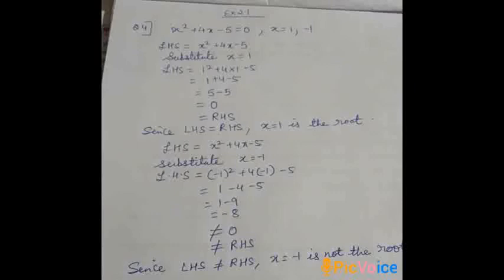Now we will check for x is equal to minus 1. Again take LHS is equal to x square plus 4x minus 5. Substitute it as minus 1. Solve. You get it as minus 8, and that is not equal to 0. That means LHS is not equal to RHS. So x is equal to minus 1 is not the root.